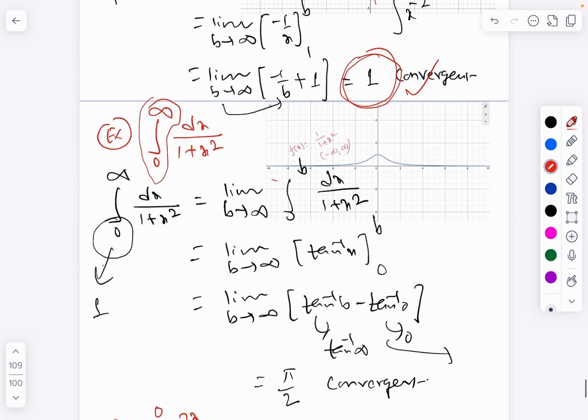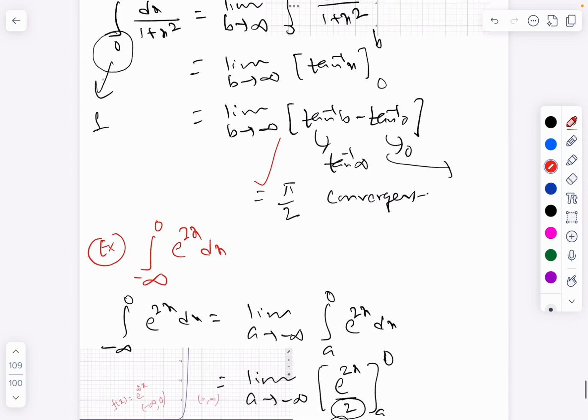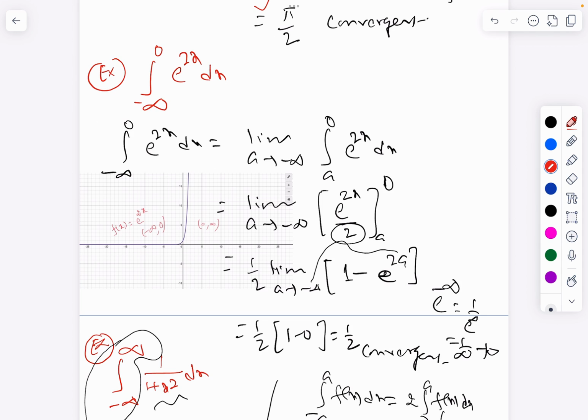Similarly, in this example 1 over 1 plus x square, its graph from minus infinity to infinity looks like this. And from 0 to infinity, this is the graph for this area. This area is finite, and the value of that area is pi by 2. Then we have e to the power x from minus infinity to 0. The graph is very, very near to the x-axis, and that area is also finite.